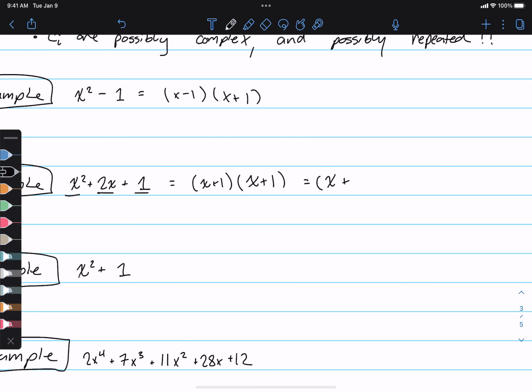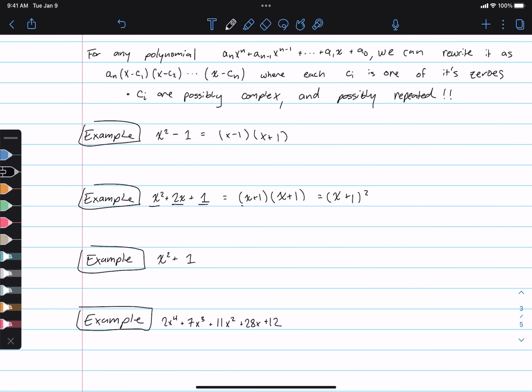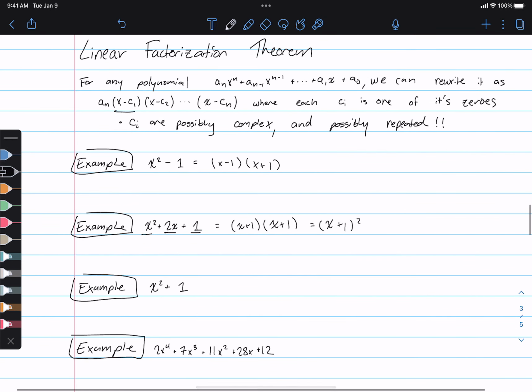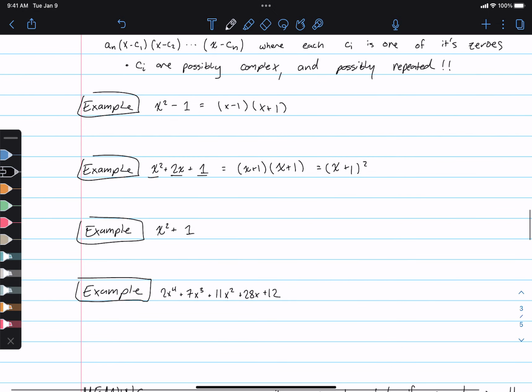And that's why I said it can possibly be repeated, right? So this is 2 zeros and they're repeated. And I just want to make sure that you realize that in this formula right here, the zeros can be repeated.